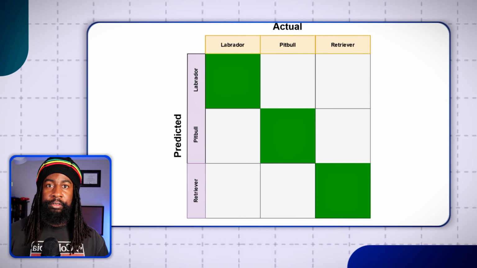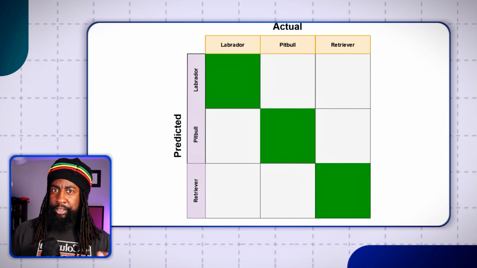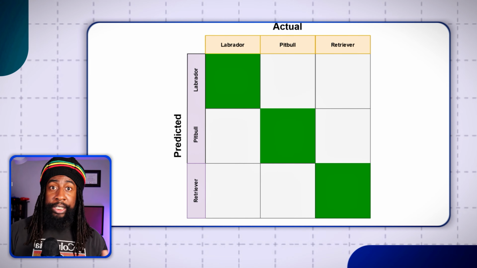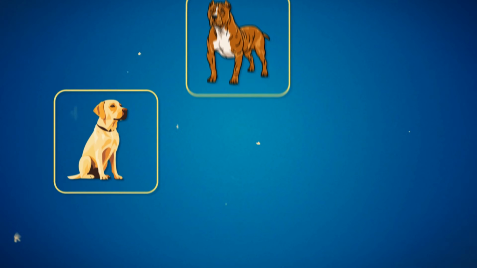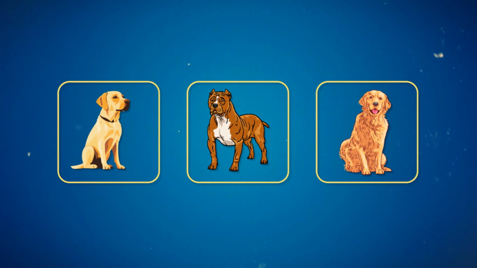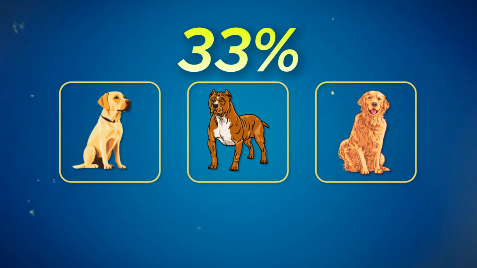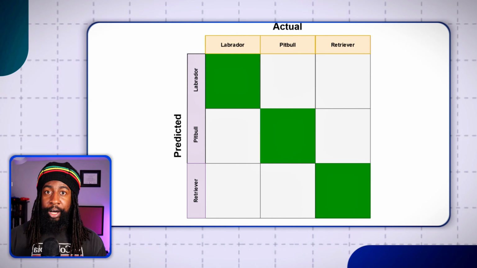So 3x3, think of this as a 3-dimensional vectorized kind of matrix, right? So this matrix has 3 classes, no longer the binary, no longer the yes or no. Now you either have a Labrador, a Pitbull, or a Retriever. Meaning in this case, a machine learning model has a 33% chance, a 1/3 chance of getting it right. And we represent that by the true positives.